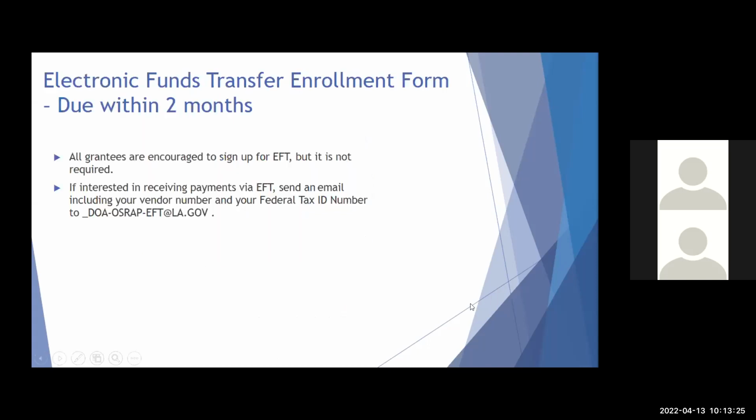The electronic funds transfer enrollment form. We do encourage all grantees to sign up for electronic funds transfer to receive your payments, but we do not require it for this program. If you are interested in receiving payments via EFT, then you would send an email to the Office of Statewide Accounting and Reporting Policy. The email address is here on the screen, and that email needs to contain your vendor number as well as your federal tax ID number. You do not send that information to our office. You would have to send it directly to this email listed on the screen in OSRAP.